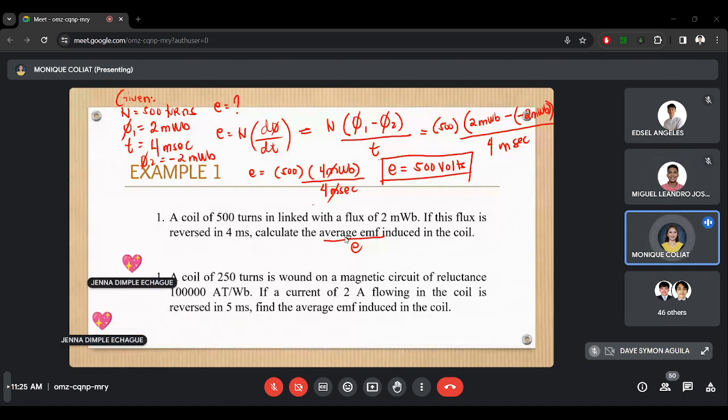Any questions? Okay. So, number 2. A coil of 250 turns is wound on a magnetic circuit of reluctance 100,000 ampere turns per Weber. If a current of 2 amperes flowing in the coil is reversed in 5 milliseconds, find the average EMF induced in the coil.